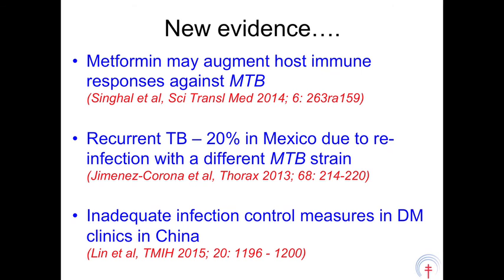In Mexico, 20% of recurrent TB was due to reinfection with a different MTB strain. So the question is, where did those people get their TB from? Maybe from the community where they got their TB in the first place, or maybe they picked it up from a diabetic clinic. And my colleague Lin Yan went around 10 diabetic clinics in China looking at infection control measures and finding these really to be quite inadequate, particularly with regard to airborne transmission of infection.